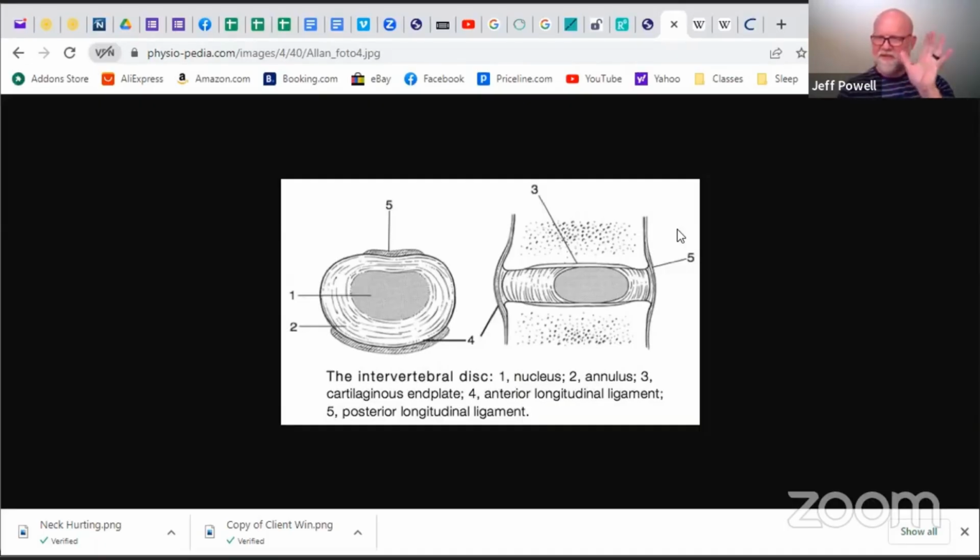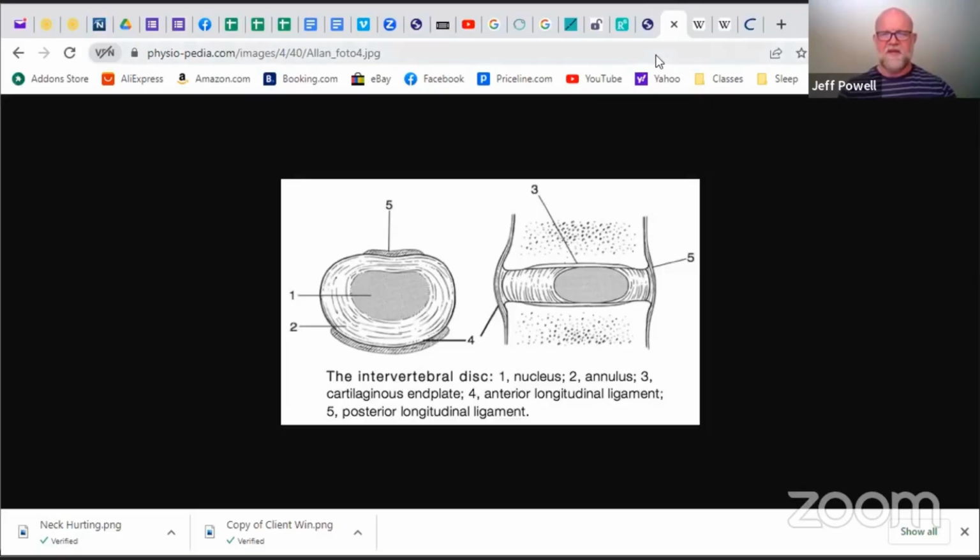Because the goal here is that as you understand the structure, you start to understand the possibilities. I'm not just giving a class on anatomy here. This is to understand the structure of these tissues and how that lends towards recovery.